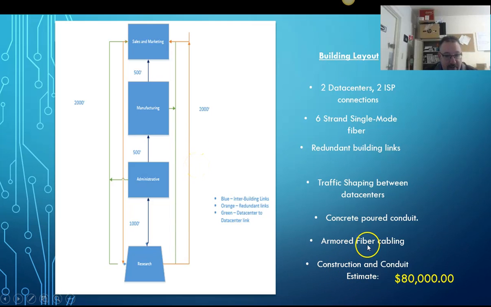Obviously, out here I have armored fiber cabling installed because I'm putting these outside. I'm digging trenches outside these buildings, so you want to make sure that the fiber optic cable you're placing is resilient. But the main point of this slide is to show how one would set up redundant links for failover as well as for traffic shaping.